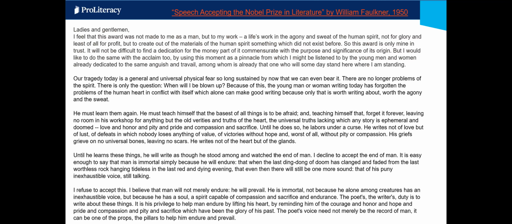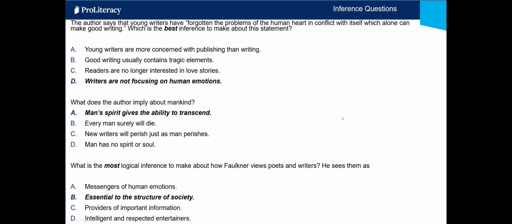But yeah, so we see messengers of human emotions are about 44%, and then essential to the structure of society is about 54%. Interesting. So here, let's find out then what's correct. All right. So for question number 1 then, D is correct. So writers are not focusing on human emotions.